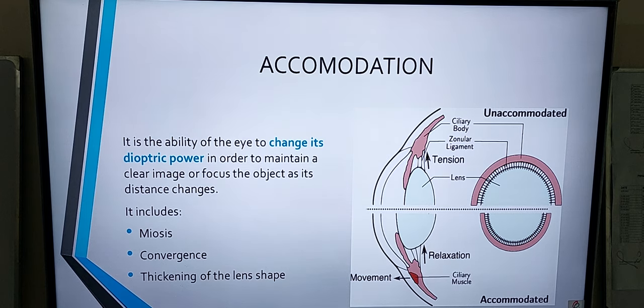If we look at this diagram, it is a comparison between an unaccommodated and an accommodated eye. In an unaccommodated eye, the pupil is dilated, and there is tension in the suspensory ligaments due to which the lens maintains a less globular shape as in focusing for the far objects. However, in near objects, the pupil has undergone miosis, and due to the contraction of the ciliary muscle there is relaxation of the suspensory ligaments, which have allowed the lens to become more globular.